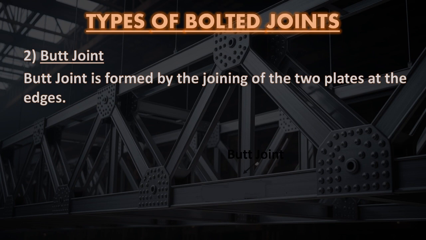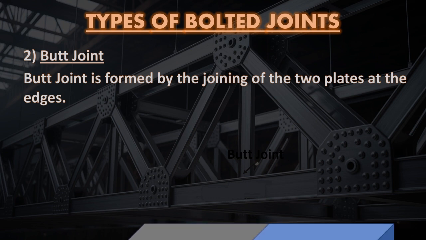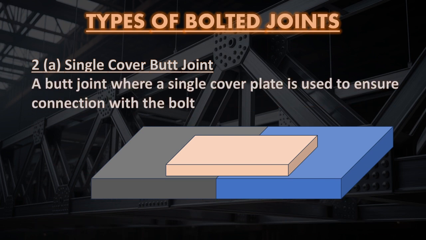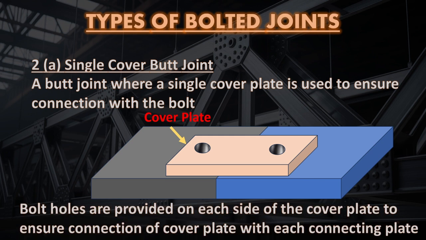2. Butt joint. Butt joint is formed by the joining of the 2 plates at the edges. Butt joint is classified into 2 types: a, single cover butt joint and b, double cover butt joint. A single cover butt joint is a butt joint where a single cover plate is used to ensure connection with the bolt. Bolt holes are provided on each side of the cover plate to ensure connection of cover plate with each connecting plate.